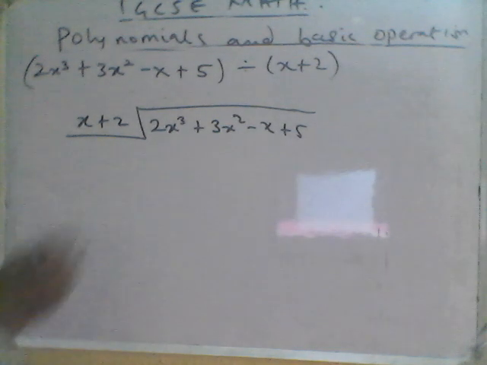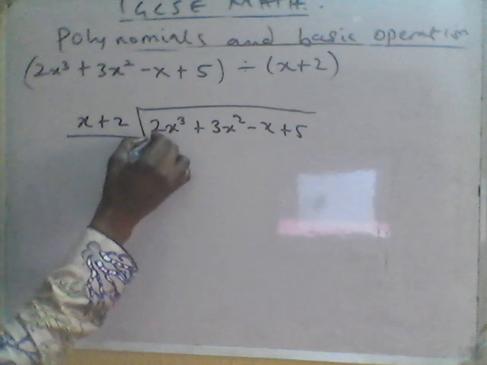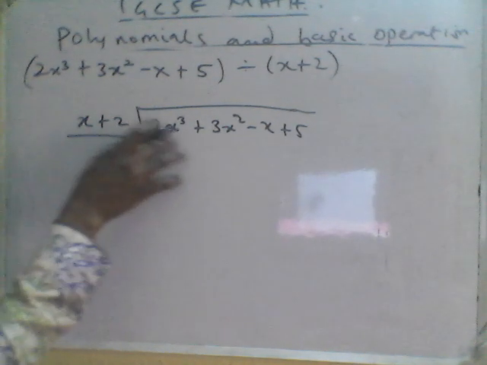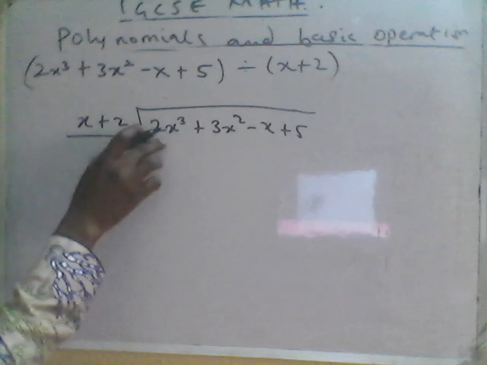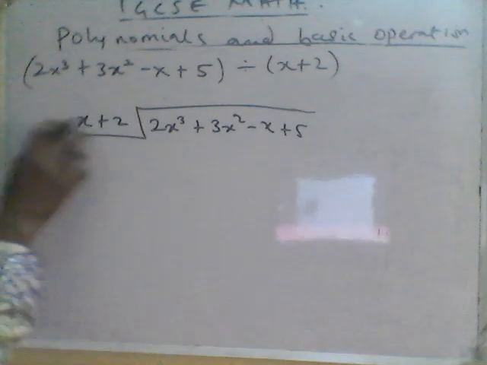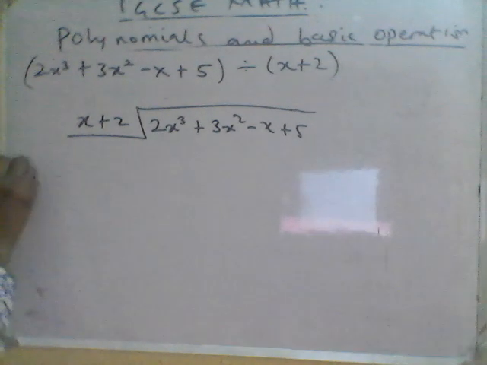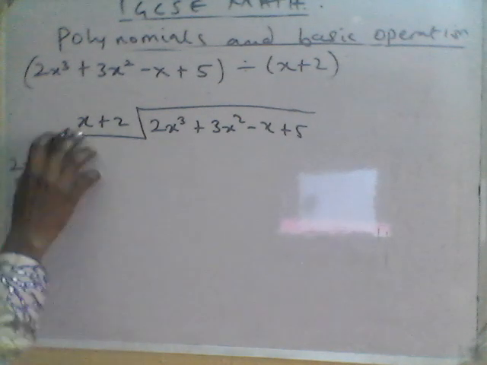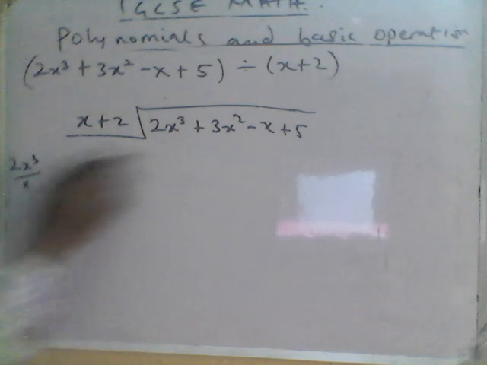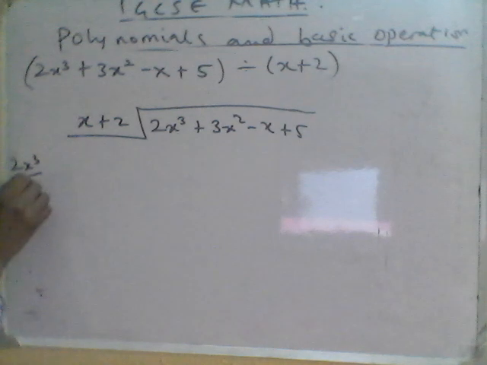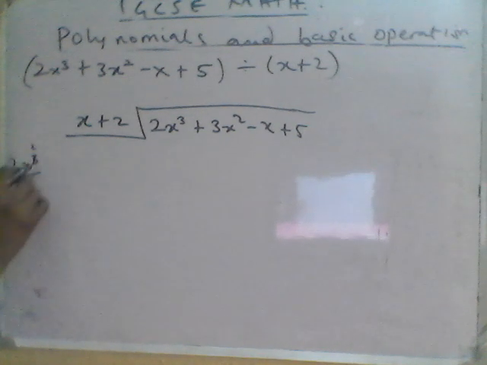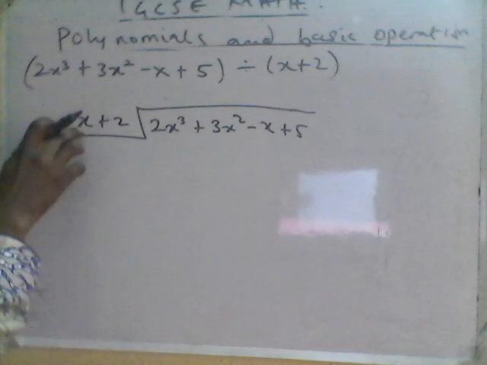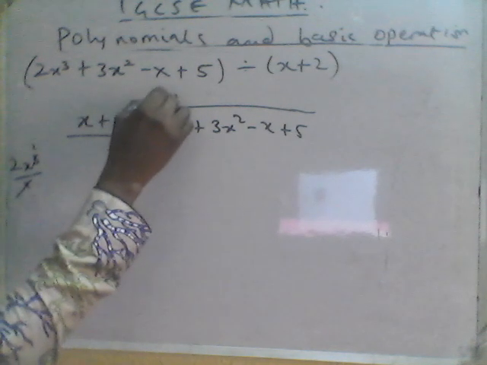So I'm going to be dividing this 2x cubed, because it's the one that has the highest power. 2x cubed divided by x, not 2x, 2x cubed over x. So you are dividing this by this, sorry. The x cancels here, and this is 2. So what I have here is 2x squared. If 2x cubed is divided by x, I have 2x squared.